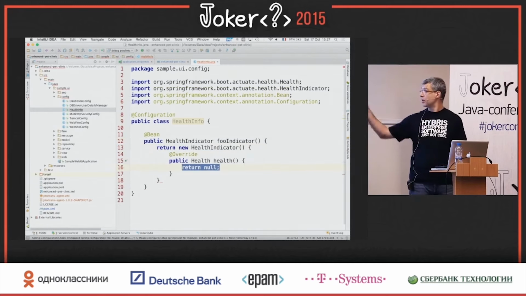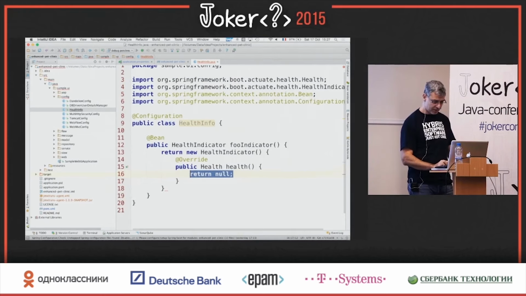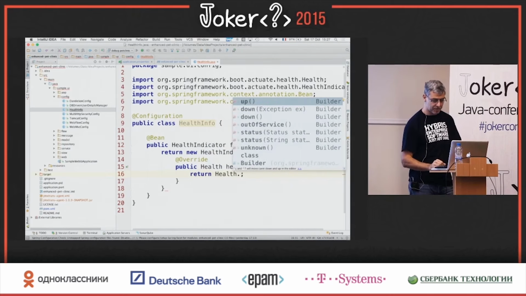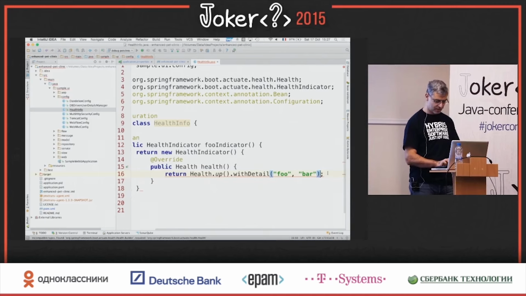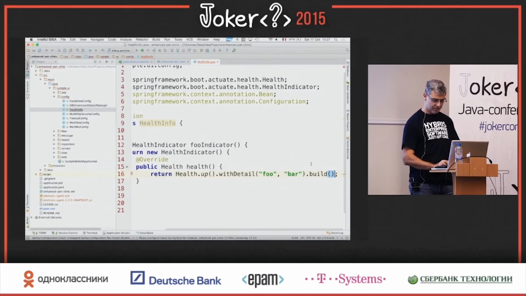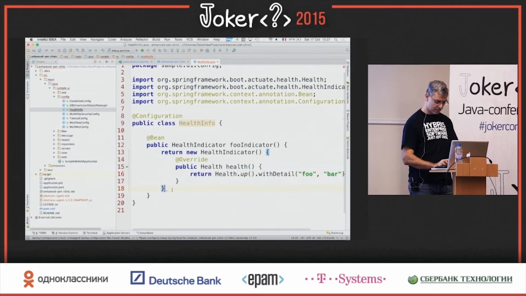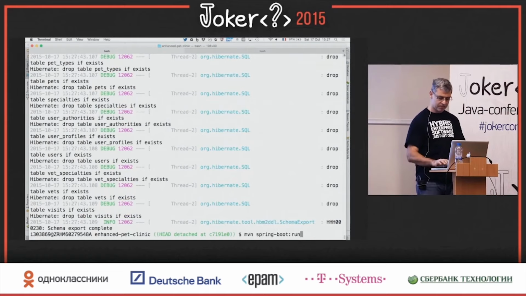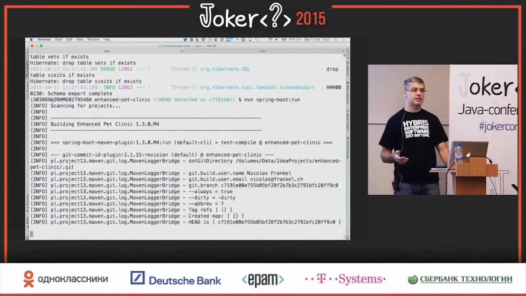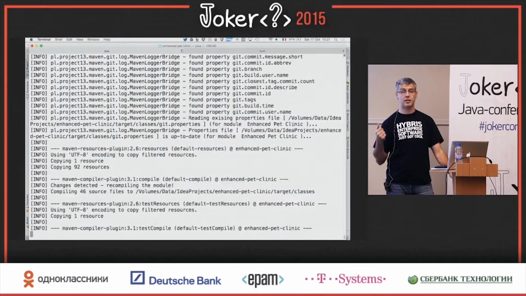And it has only a single method, and I will return a Health. Health implements a builder pattern, so I can say it's up with details. Foo is a key, bar is a value. And I will have to build it afterwards. Okay? So quite easy. Don't forget the semicolon.